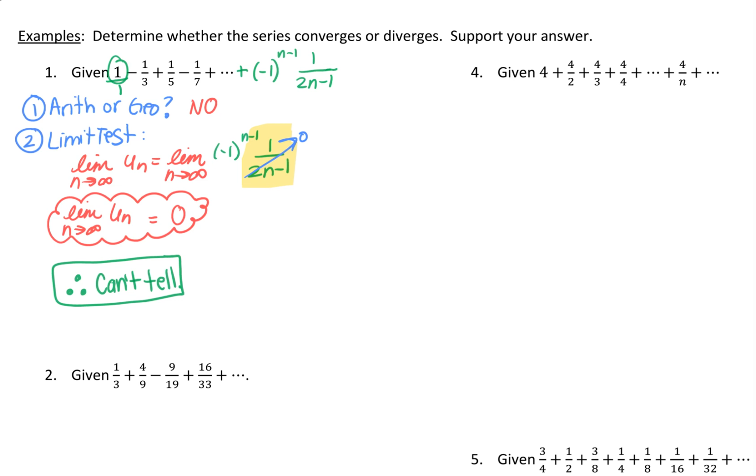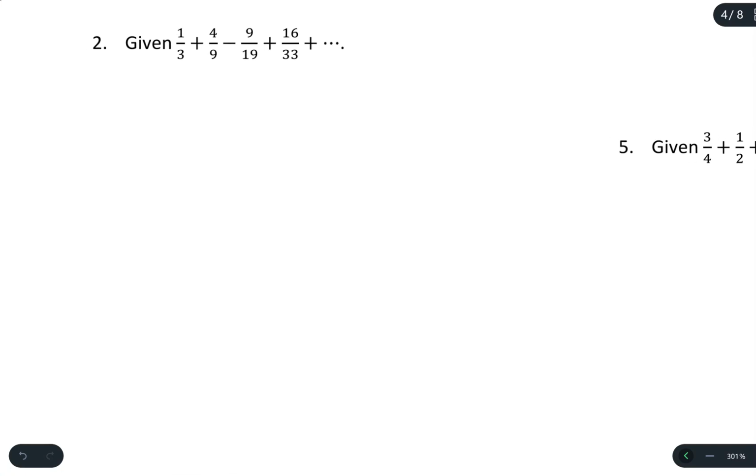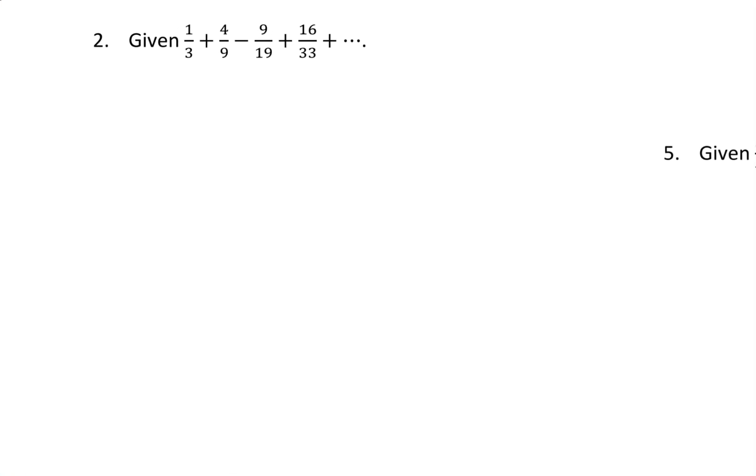The more we cover in Chapter 20, the more options that you have. Right now, we just have arithmetic, geometric, and this limit test that we're going to go through. Okay? Move on. Number 2. So given 1/3 plus 4/9 minus 9/19 plus 16 over 33 plus and so on. Okay. First thing, arithmetic or geometric?